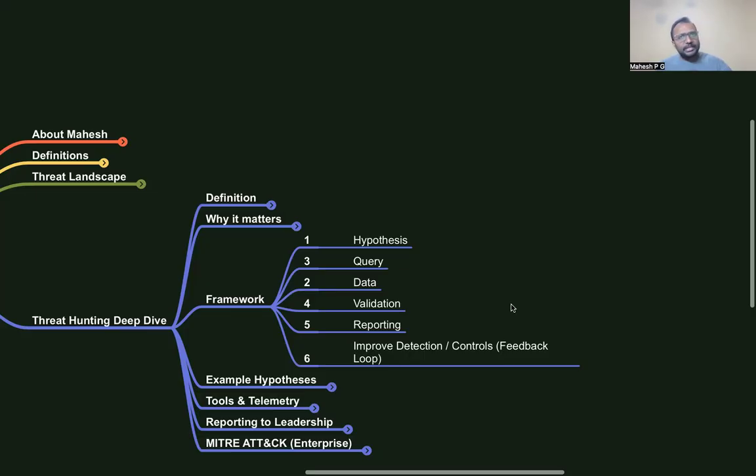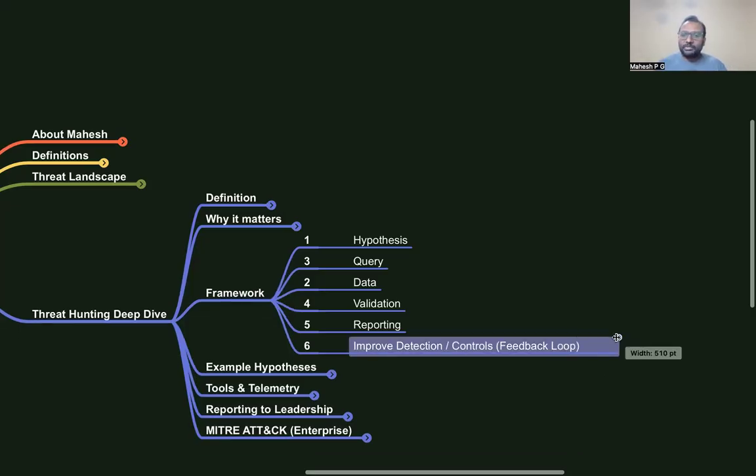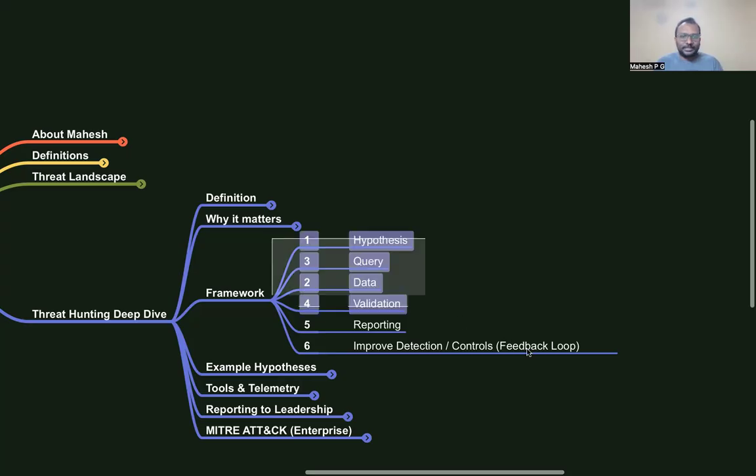Then it's a feedback loop. There is a lack of many things: weaknesses in the system, lack of procedures, lack of awareness among the people, and lack of detection rules aligned with that particular attack or the MITRE ATT&CK framework. Then we need to improve those things in the system. This is the 6-step framework: hypothesis, query, data, validation, reporting, and the feedback loop, which will help us do a better threat management process or threat hunting process.